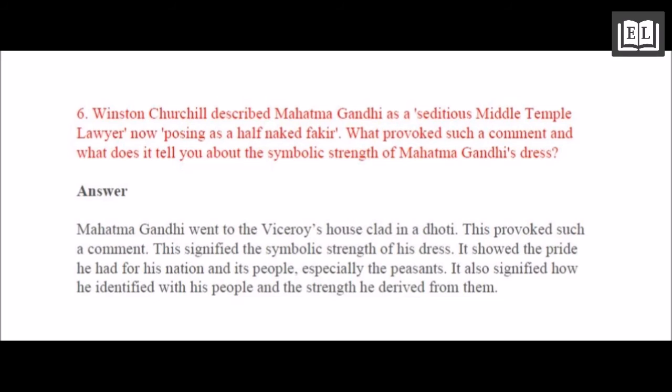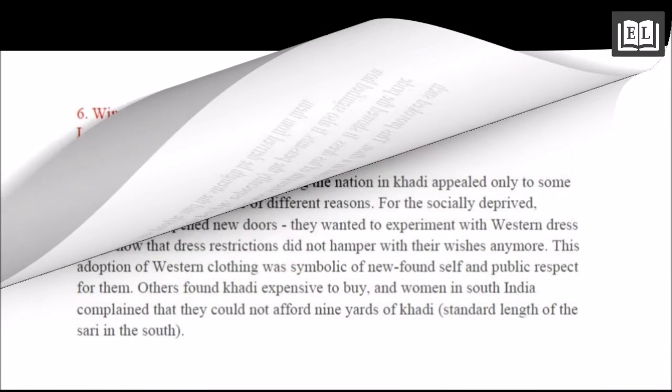Answer. Mahatma Gandhi went to the Viceroy's house clad in a dhoti. This provoked such a comment. This signified the symbolic strength of his dress. It showed the pride he had for his nation and its people, especially the peasants. It also signified how he identified with his people and the strength he derived from them.